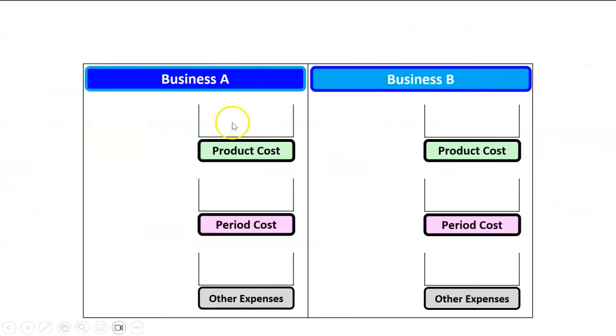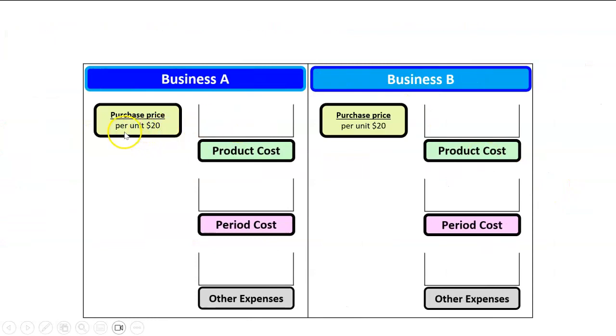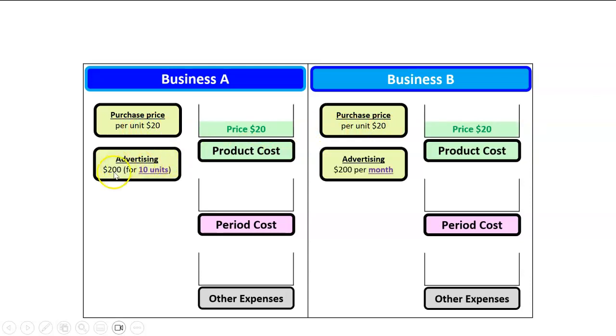Third principle, we'll start with business A and business B, and we'll say both units have an inventory with a purchase price of $20. So that will be a product cost. Then we're going to have advertising here. This business A takes out advertising and says for $200, we've got 10 units of this inventory available for sale, come and buy it. Whereas this business has $200 of advertising per month.